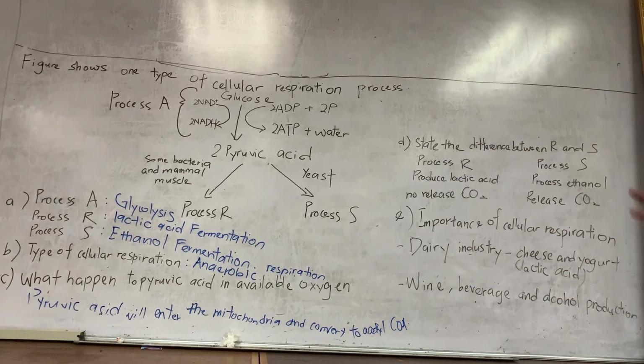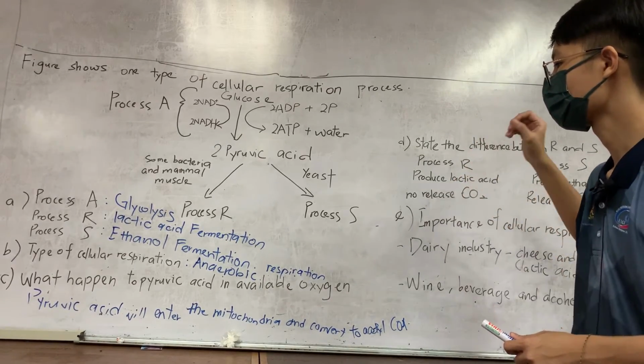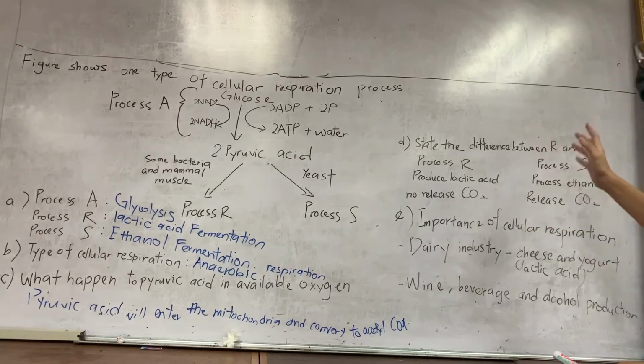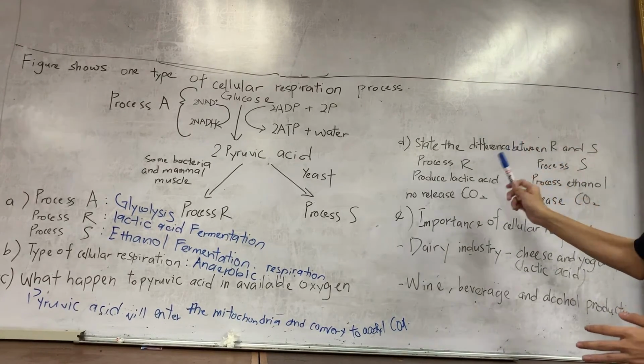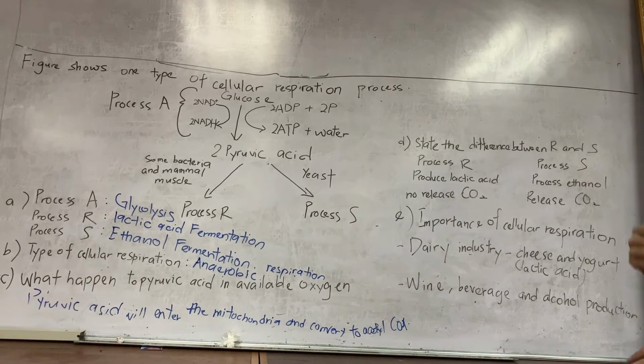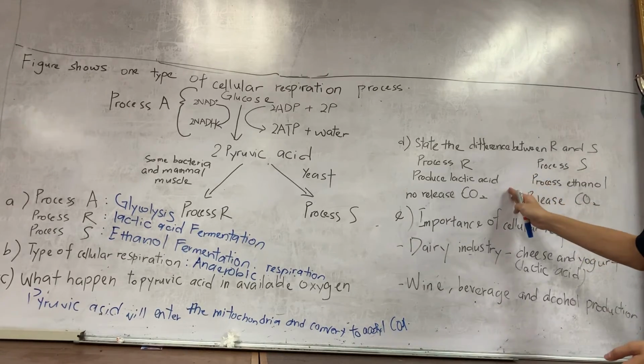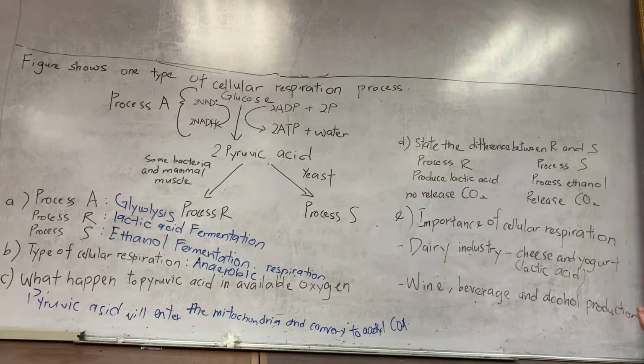Let's move to question D. State the difference between process R and S. First, process R is the lactic acid fermentation and process S is the ethanol fermentation. First, process R produces lactic acid while process S produces ethanol. Second, process R does not release carbon dioxide while process S releases carbon dioxide.